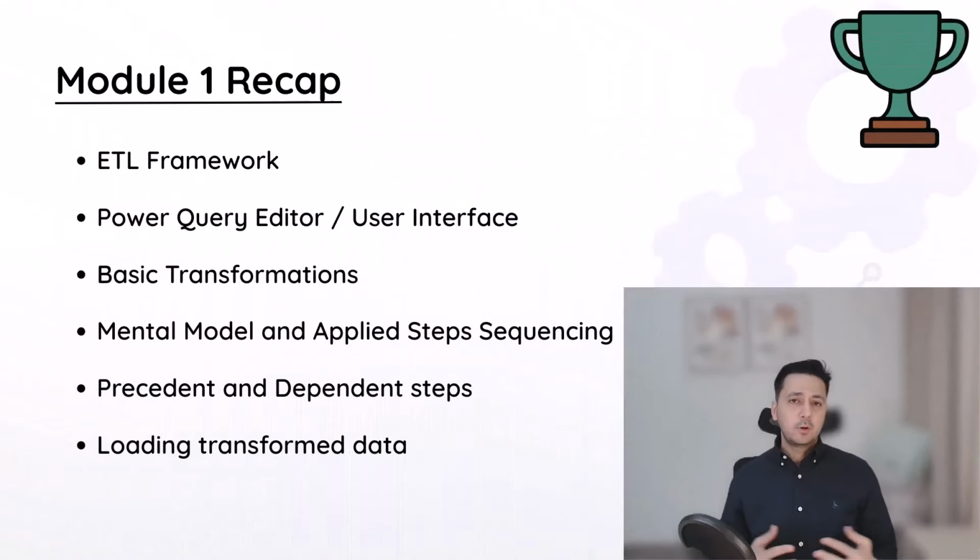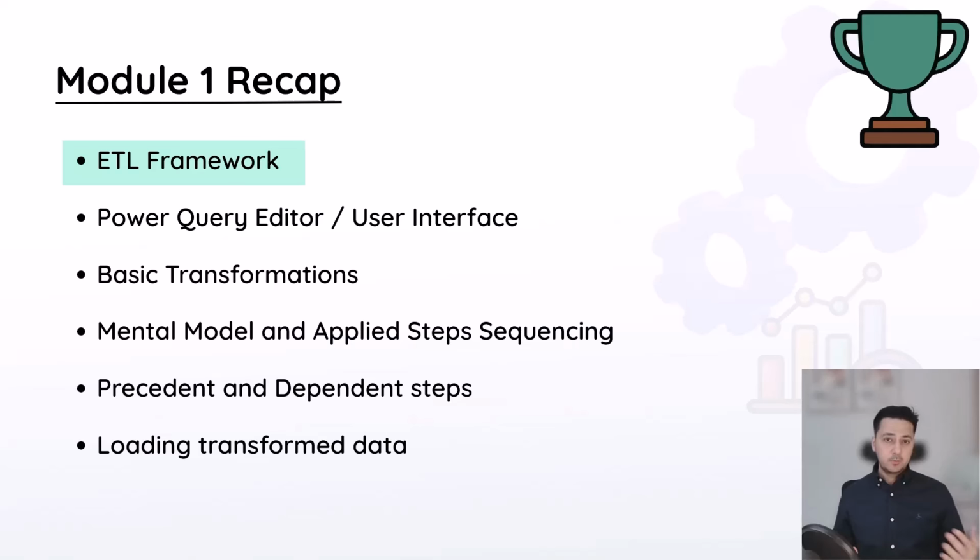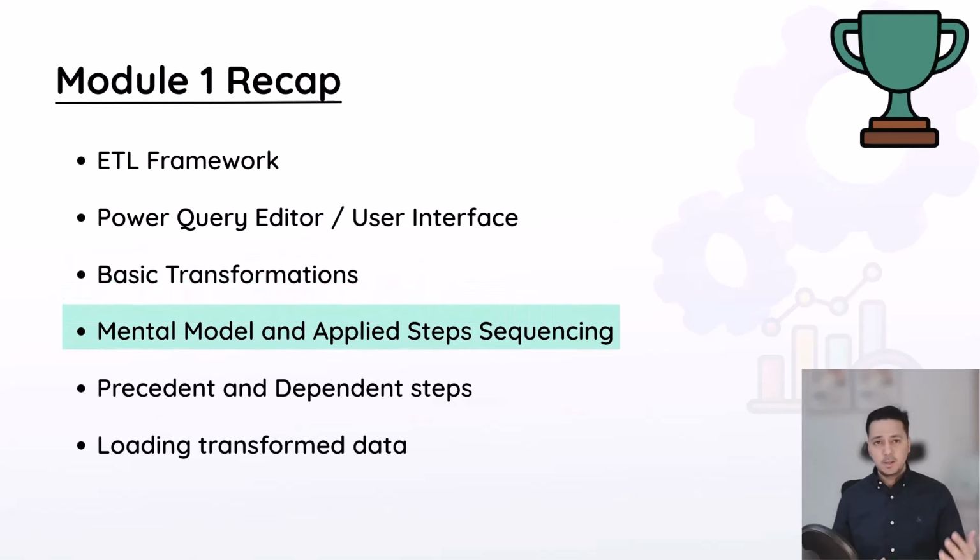Here's a quick summary of what we have covered in this module. We started by understanding the ETL framework, which forms the foundation of how Power Query works. You then learned how to connect different data sources and walk through the Power Query editor so you're comfortable navigating the environment where we're going to be spending a lot of time throughout this course. We also covered basic transformations and introduced an important concept around mental model and applied steps. You saw that every transformation you apply gets recorded as a step, and that Power Query executes these steps every time you refresh the data.